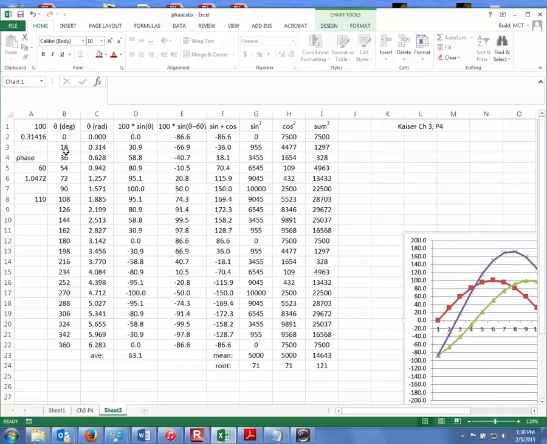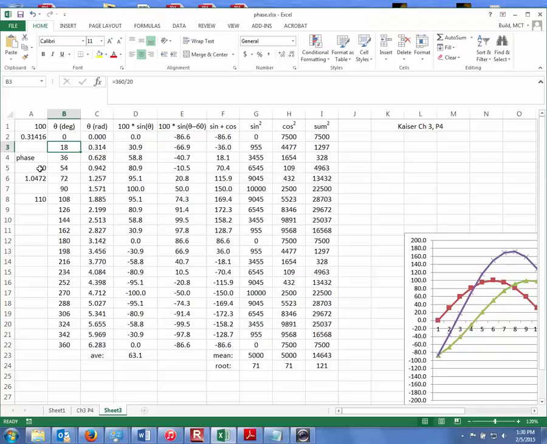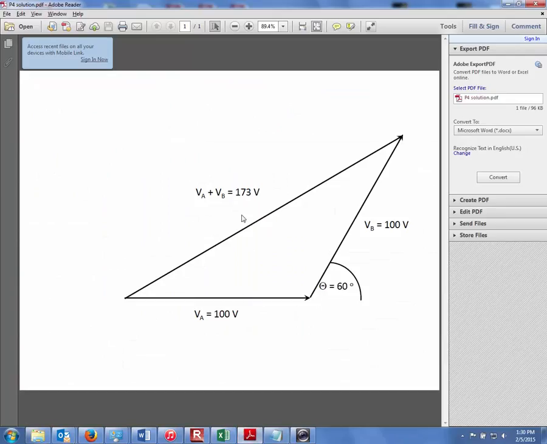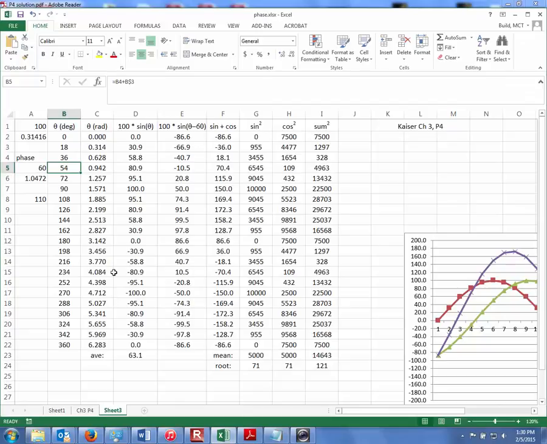But what I'm trying to do right now, and just bear with me, is to actually get this 60 in here. Because I don't have a 60 in my table, and the answer, which is 173 volts, is not actually in my solution. So let me just bear with me while I tweak my Excel. And what I think I'll do is, instead of going in 20 increments, I'll just go in 36 increments, in 10-degree increments.